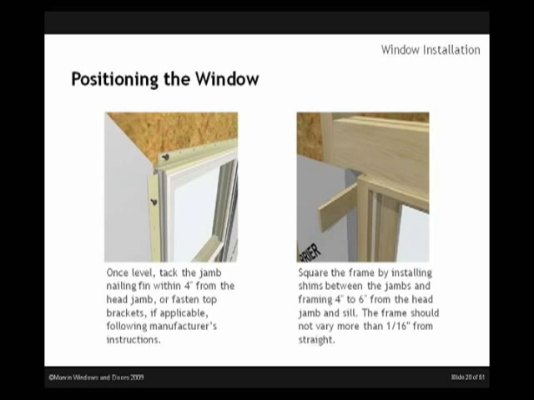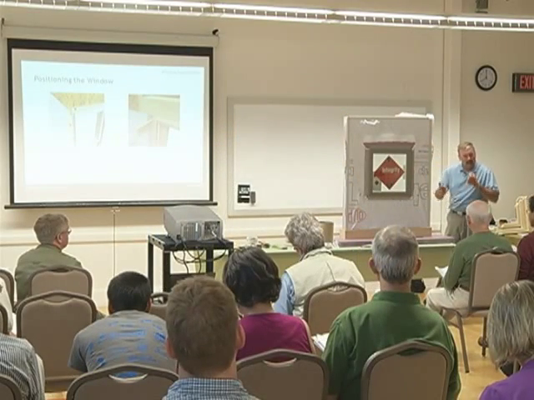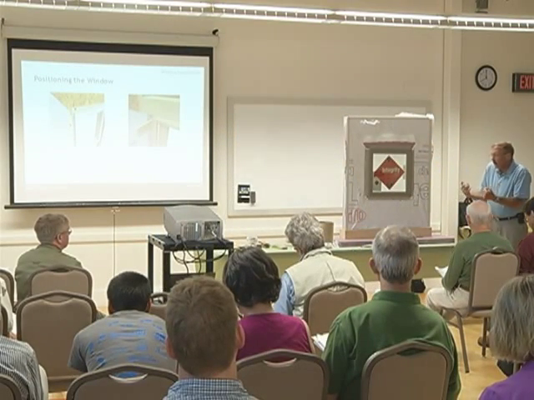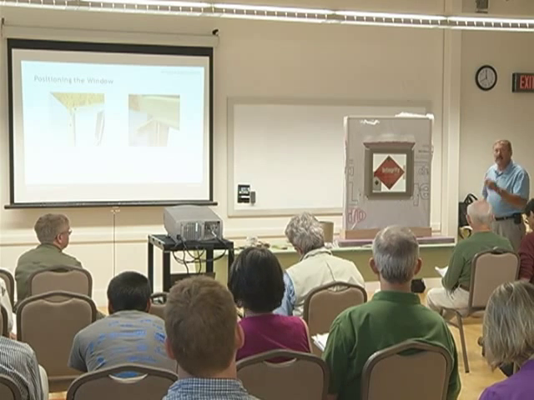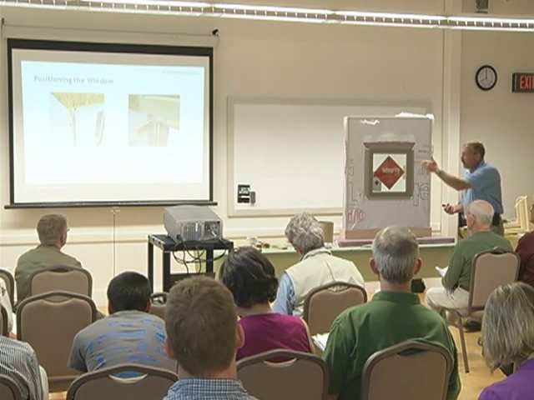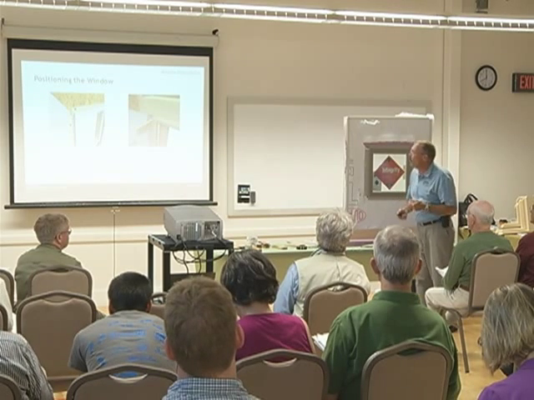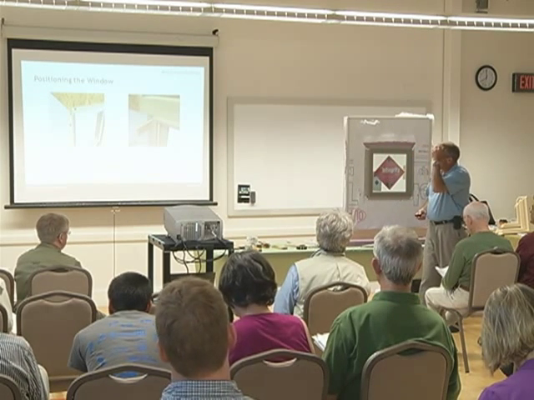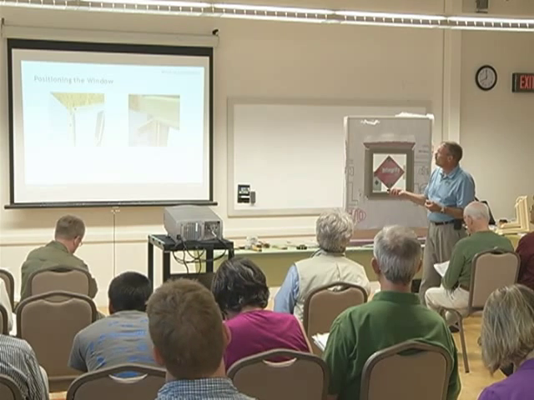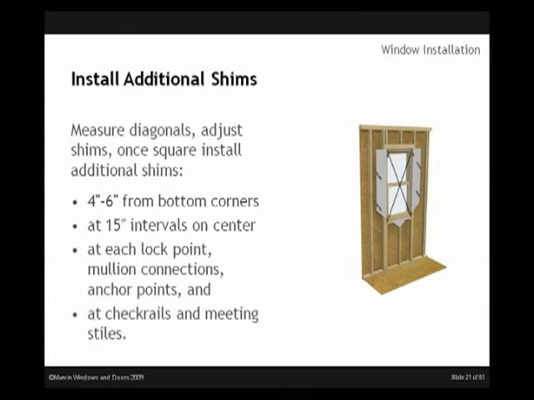All windows need shims, no matter how structurally strong they feel, like they're not racking, they're not moving at all. They still need shims to keep them where they are in that rough opening and keep them from moving. So we're asking you to use shims in there. Okay. Measure the diagonals. Shim them.